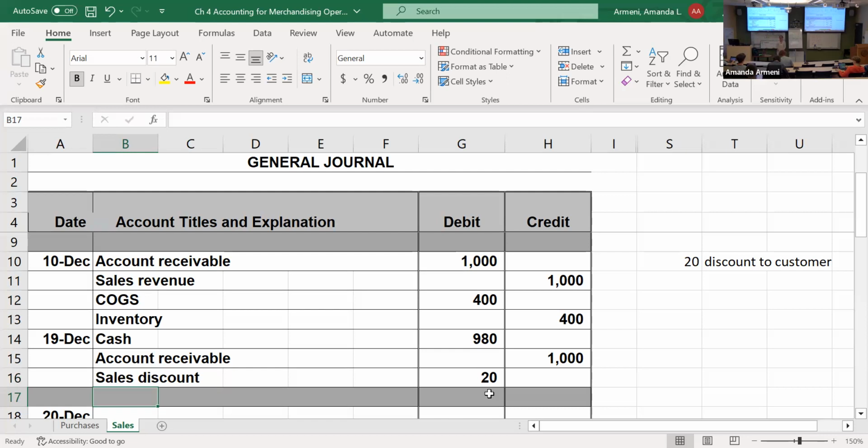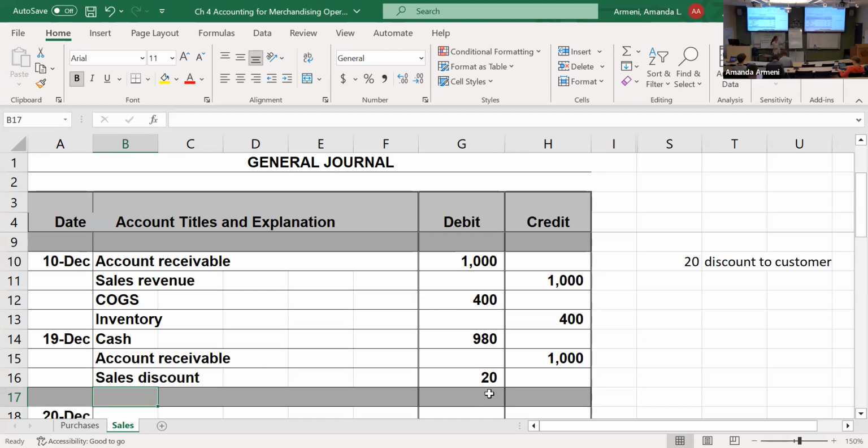Sales discount should always be a debit. If we have a second after class and you want to show me in Connect where it might be screwy, we could do that. But sales discount should always be a debit, because sales discount is a contra revenue account.